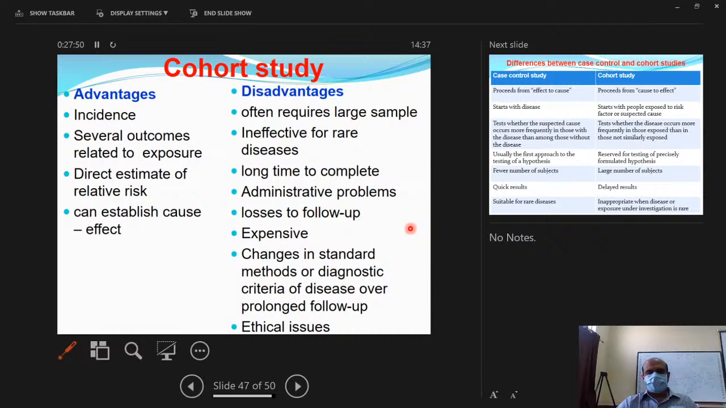And the disadvantages: it often requires a large sample, and is ineffective for rare diseases. It takes a long time to complete. There are administrative issues here because you need a bigger team to work on a cohort study. And losses to follow-up are more because it's a longitudinal study and the duration is long, so people may tend to fall out even after 1 year, 2 years, 3 years. It is an expensive study, and there may be changes in the standard methods or diagnostic criteria of disease over a prolonged follow-up, and some ethical issues may crop up in terms of enrolling the participants.